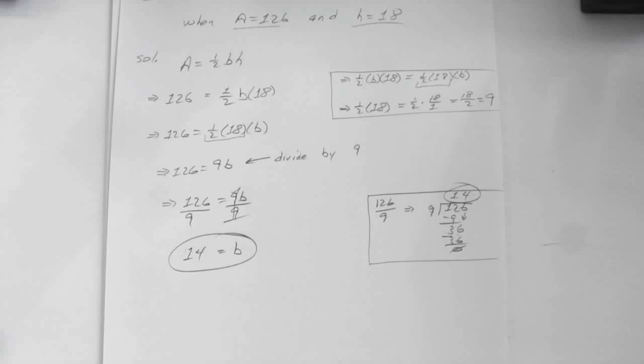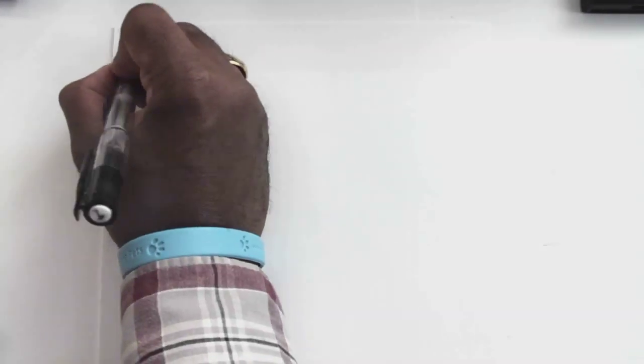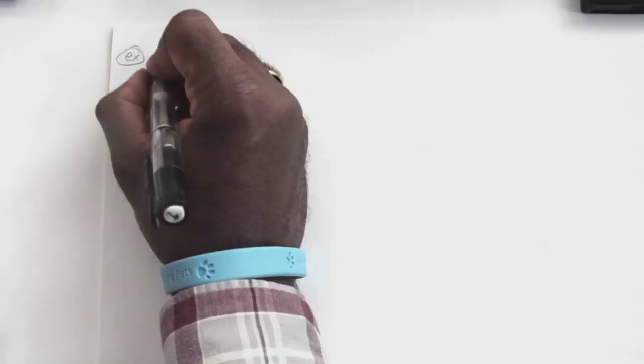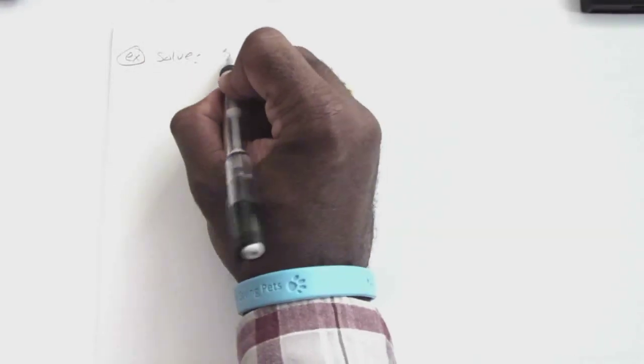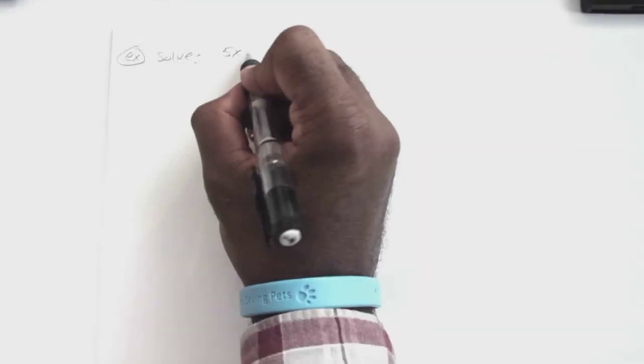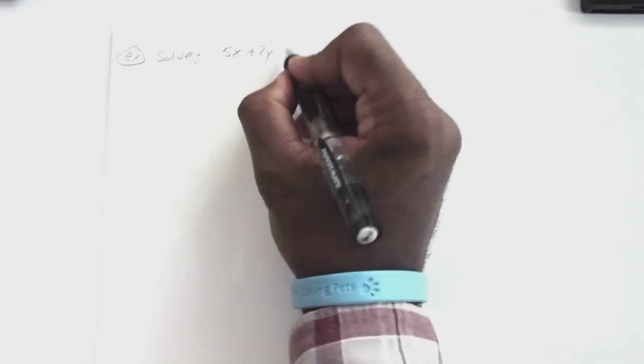Looks like everyone's done writing. Okay, so let's say if we have, for example, if we wanted to solve 5x plus 2y equals 19.